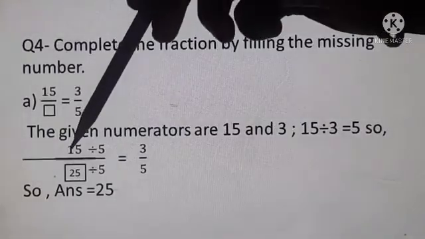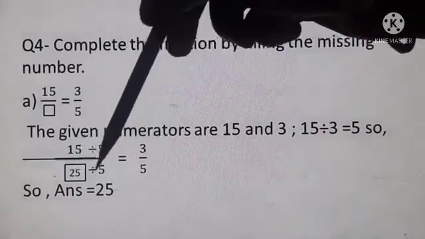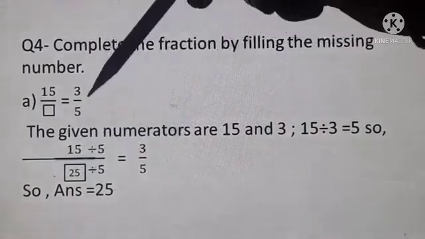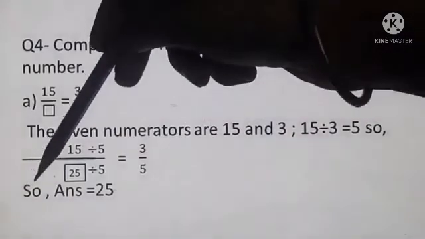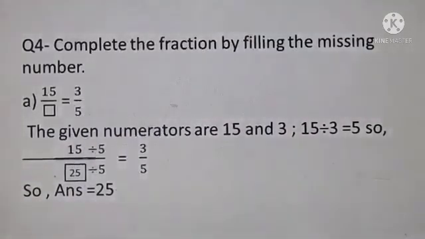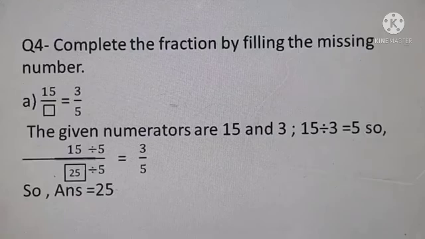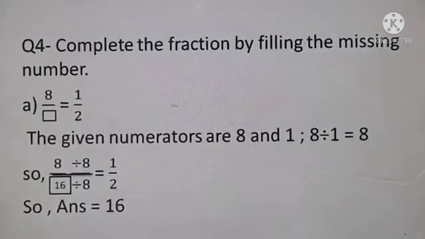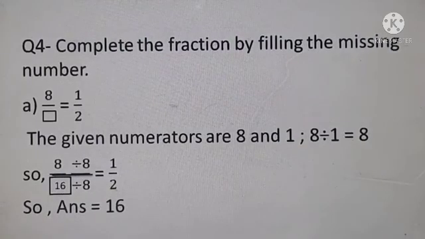Understood? Check your answer. 15 divided 5, 3. 25 divided 5, 5. Correct? So our answer is 25. Missing number is 25. Let's do one more practice question of this type so that you can understand well.